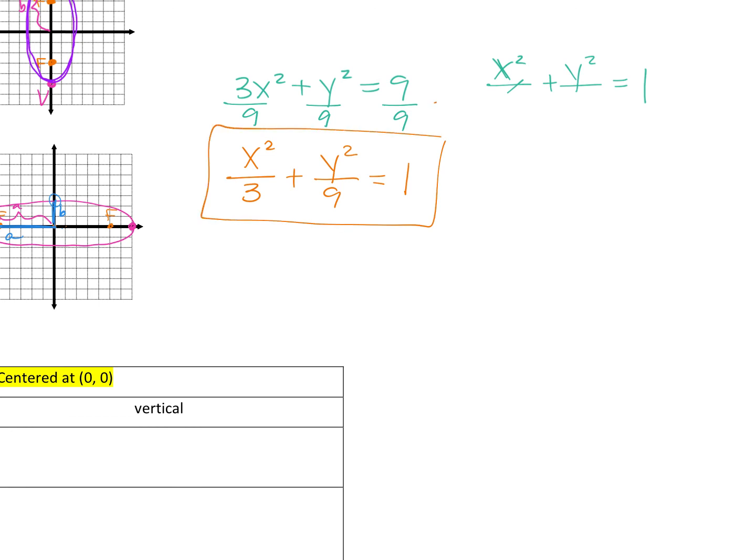So when you see something that looks like this, don't let it freak you out. Make it equal 1 by dividing by whatever this number is, and you'll be able to get to that general form of your equation. Okay?